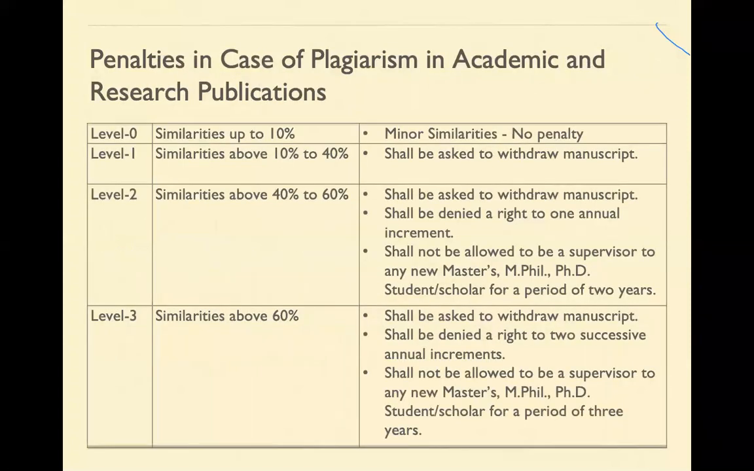And this particular table is for research publications by, of course, staff and faculty of the university or higher education institution. With 10%, there's no problem, but if it is between 10 to 40%, then they shall be asked to withdraw the manuscript. Now, what does this mean actually? A lot of people think that once they have been asked to withdraw the manuscript, they cannot submit that paper. No, it is not like that.